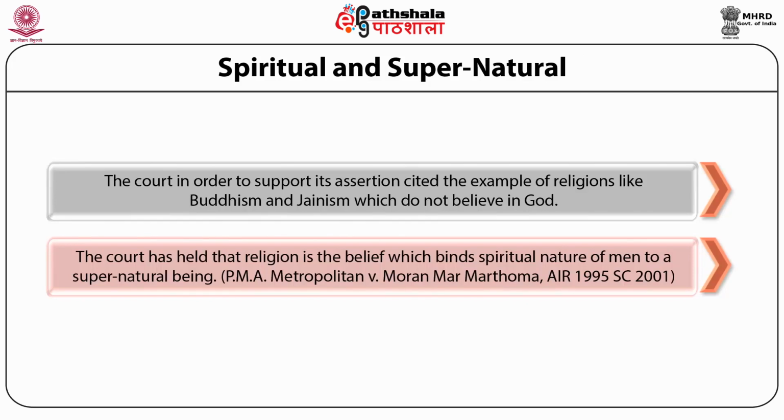So it's interesting here, the conflict in the judgments of the court. On the one hand, the court says that religion binds the spiritual nature of man to a supernatural being, but at the same time, a belief in God is not necessary. So, what about Gautam Buddha and Mahavir Jain? Were they gods or were they supernatural beings? Perhaps both of them fell somewhere in between being a god and a supernatural being. Nonetheless, the court has held emphatically that a belief in a god is absolutely not essential for there to be a religion.